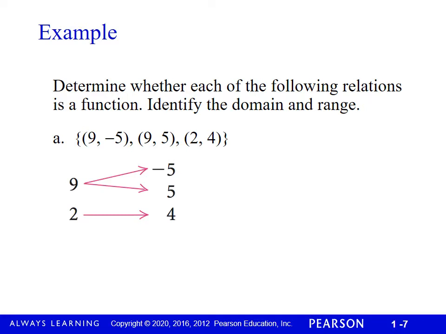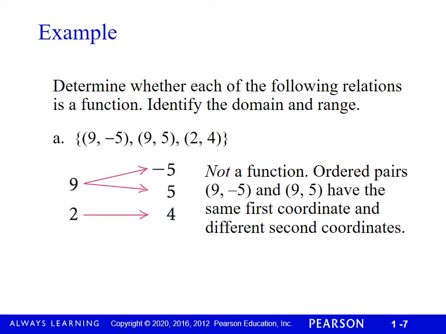If we draw this with arrows, it might be easier to see. Notice that when we input 9, sometimes we get -5, sometimes we get 5. So this is the same input with possible different outputs. So this is not a function.